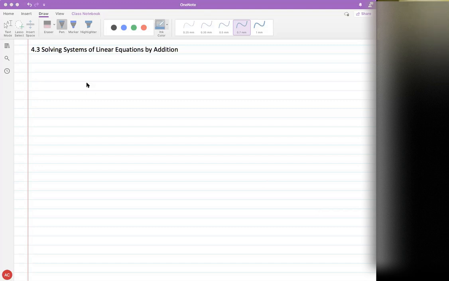Okay. Everybody, so I'm going to continue talking about solving linear systems today. So far we've seen two methods of solving linear systems. First one was by graphing. Second one we saw last time was by substitution. Today we're going to see another algebraic method called addition, or it's also called elimination. This method here, addition or elimination, is another one we use to solve systems without graphing.